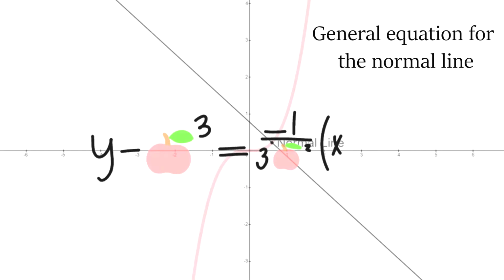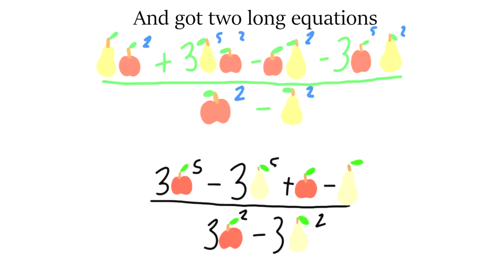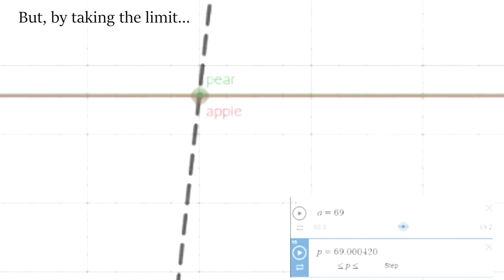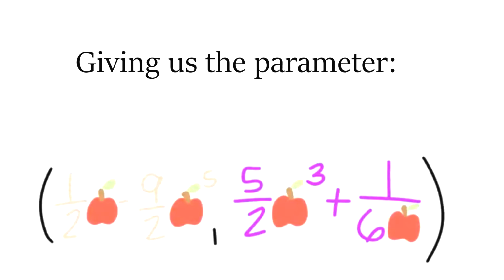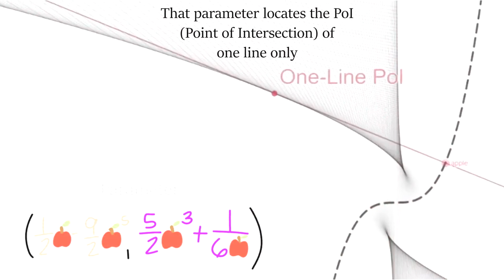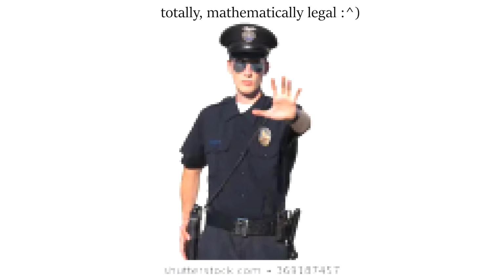To recap, we use the general equation of a normal line to find the intersection of two closed normal lines on x cubed. Then, we generalize that process and got ourselves two extremely complex equations of x and y with a lot of roots on it. But by taking the limit as the second normal line approaches the first, we ultimately made them simpler, giving us the parameter 1 half apple minus 9 halves apple to the fifth, 5 halves apple cubed plus 1 over 6 apple. That locates the POI of seemingly only one normal line of any value of apple, which is legal.